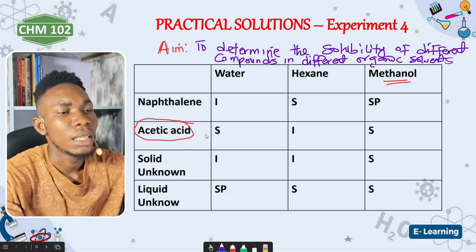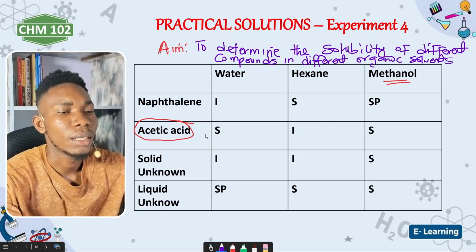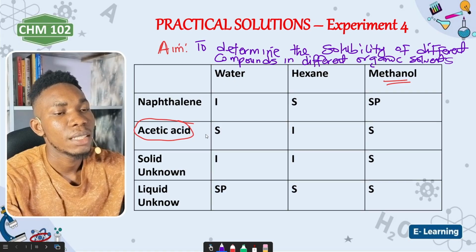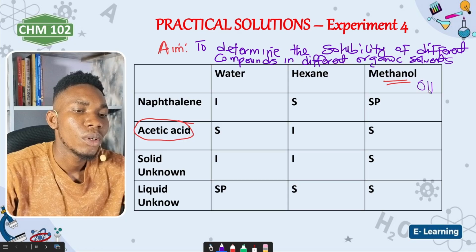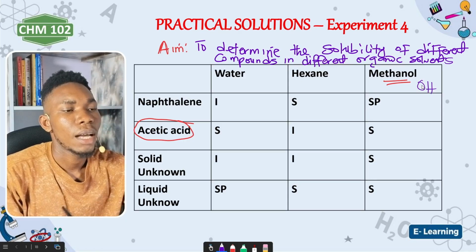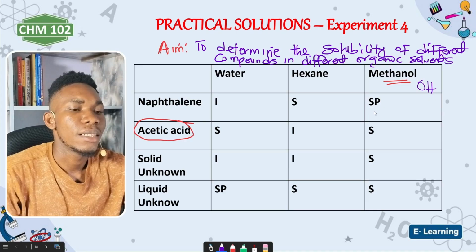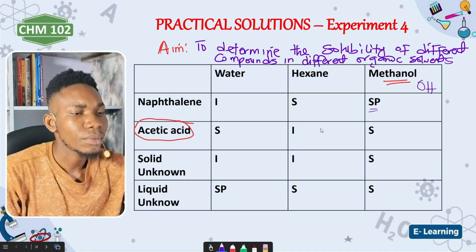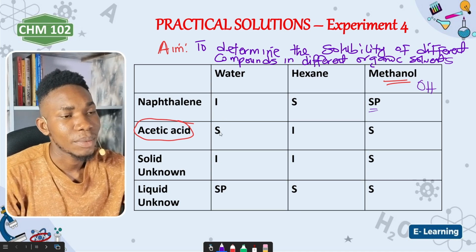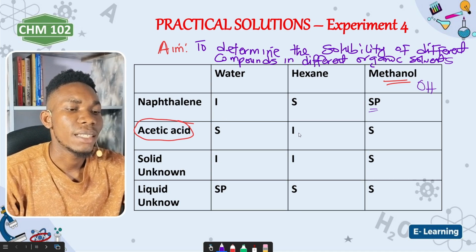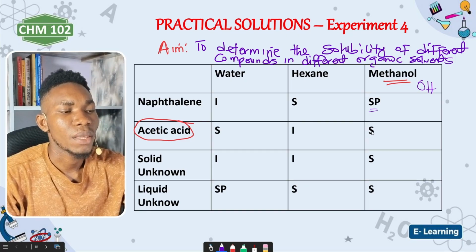Is that okay? Now, also, naphthalene is soluble in hexane as they are both non-polar. And naphthalene is sparingly soluble in methanol. This is expected because methanol is of intermediate polarity. It has a functional group, like the OH functional group of methanol, that makes it a little bit polar as compared to hexane. Hence, the sparingly soluble nature of it. Now, acetic acid is soluble in water. It is insoluble in hexane and soluble in methanol.